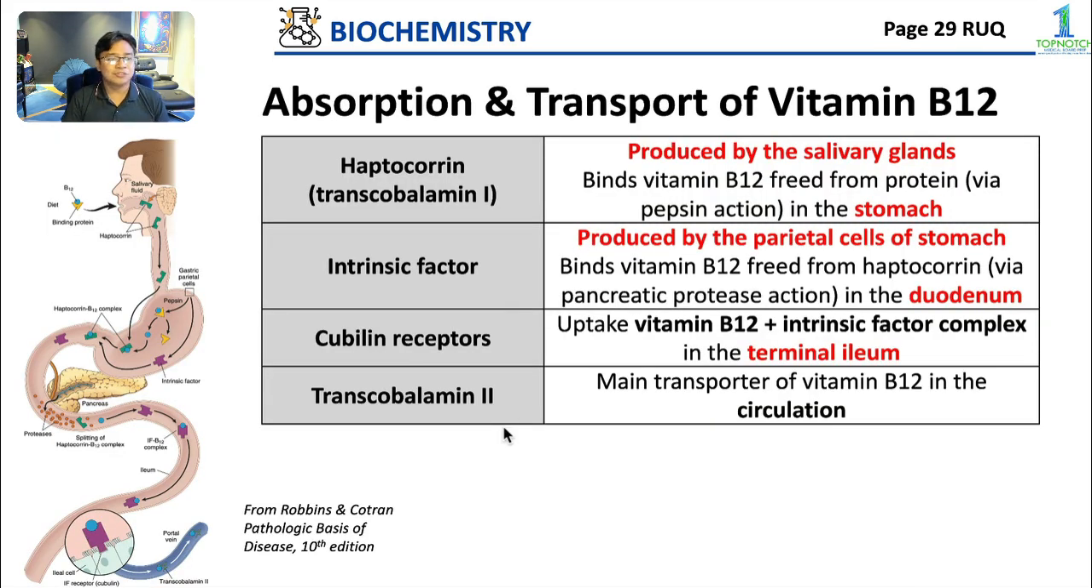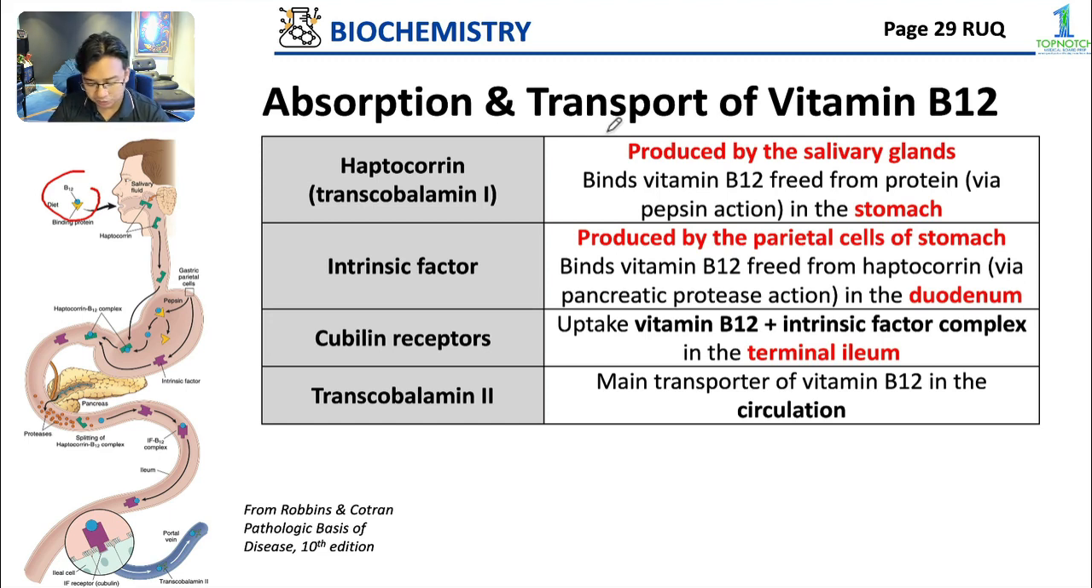Now, the B12 absorption and transport to the body is actually kind of unique. Okay? Now, B12 is first found in the food, of course. Now, the body has haptocorrin or transcobalamin 1, and this is mainly produced by the salivary glands.